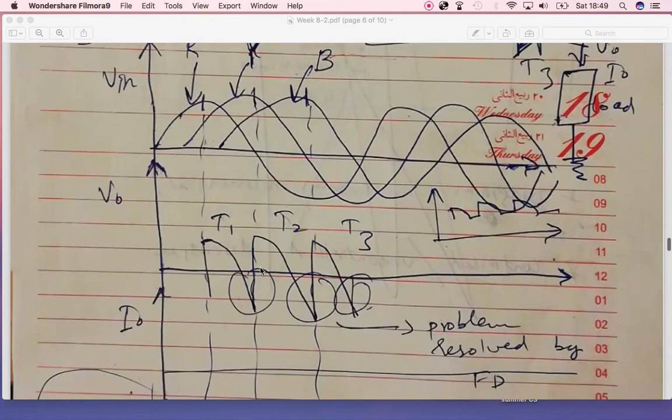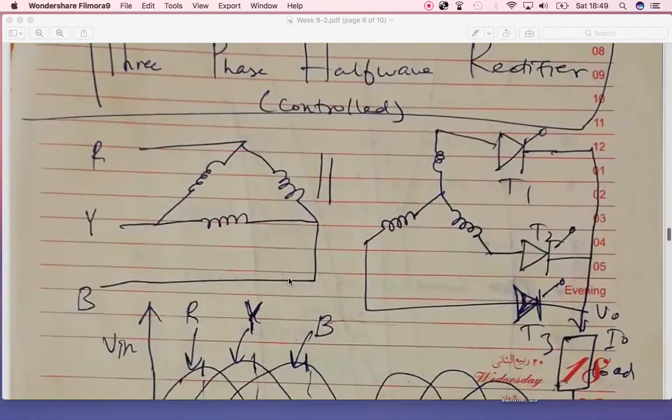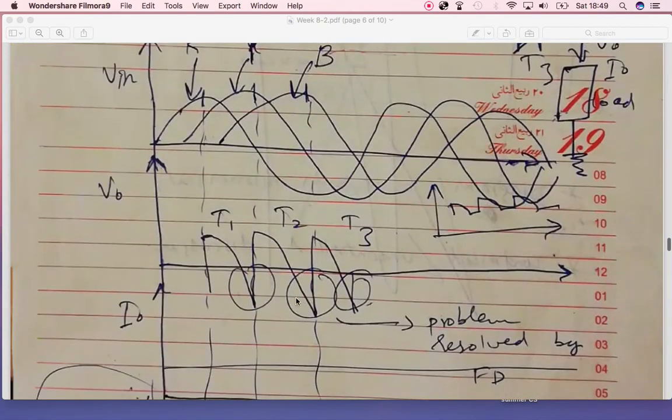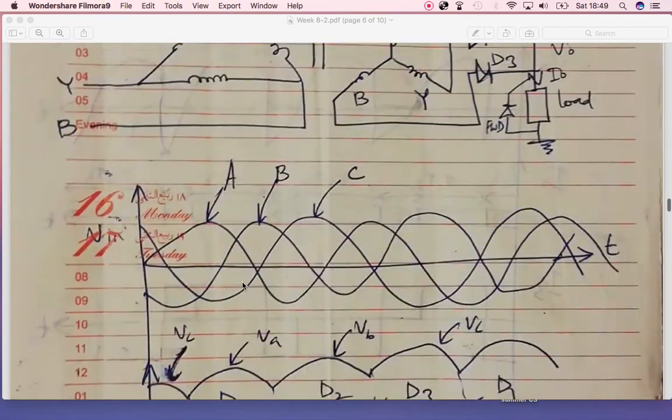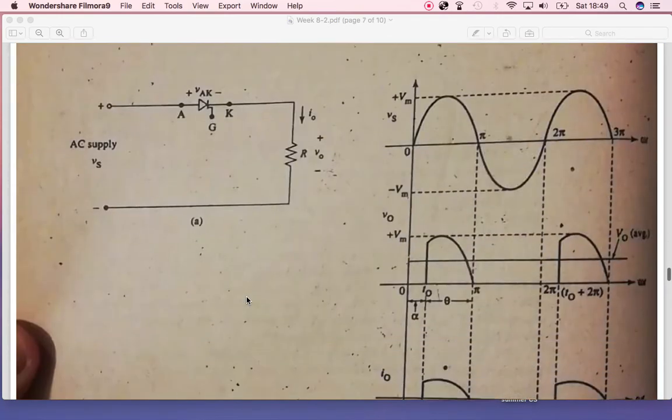And in that we also have the reverse spike happening as in the previous case, and these are being controlled by the freewheeling diode. This diagram is not represented over here, but it happens in the uncontrolled rectifiers as well.